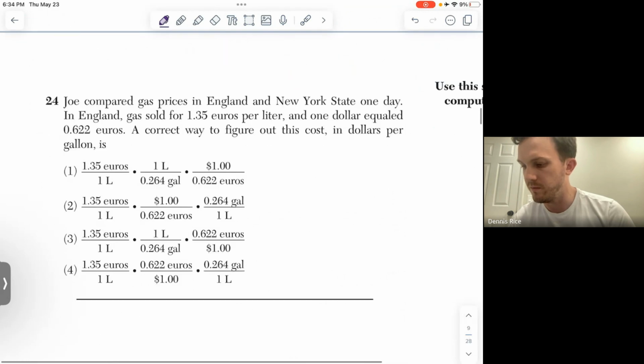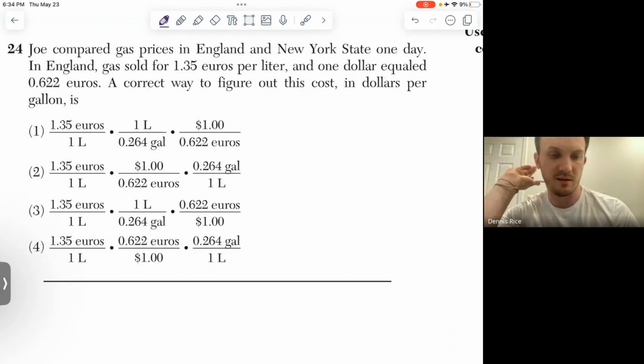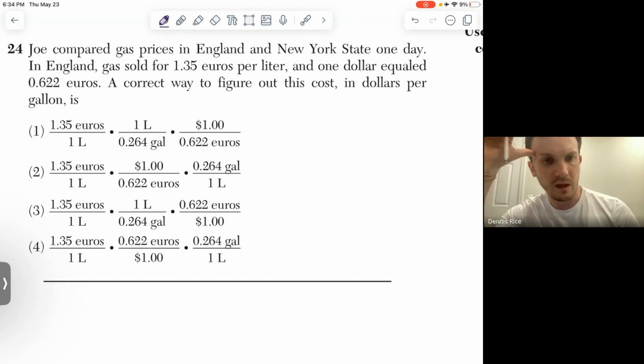And 24, here we go. How many times have we seen this now? This one's kind of a basic one. Gas prices in England and New York State. So England, they're going to use euros and liters. New York, we're going to use random measurements that don't really make sense, dollars and gallons.